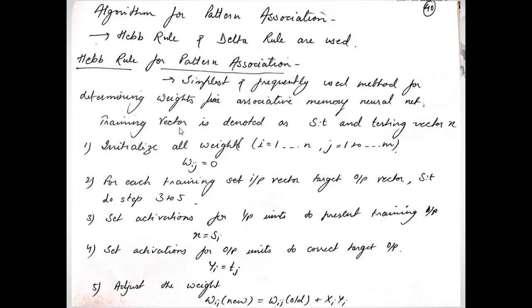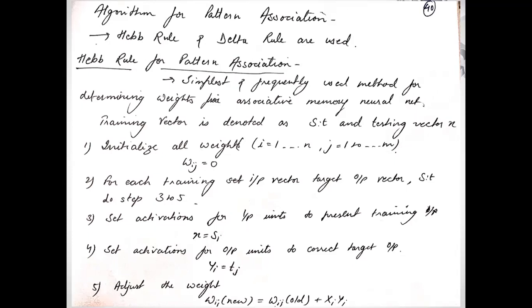Now, this is the algorithm. The training vector is denoted by S:T, and the testing vector is denoted by X. These are the two things. That means the one which we have to train is called the training vector, denoted by S:T, and then we have the testing vector, with the help of which we are going to test the training vector, that is equal to X. Now these are the algorithm steps.